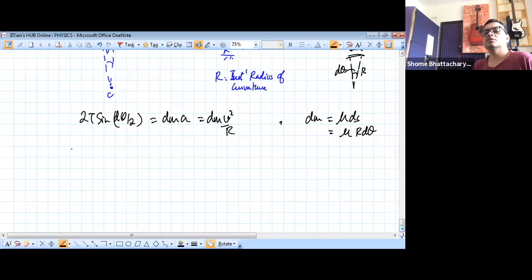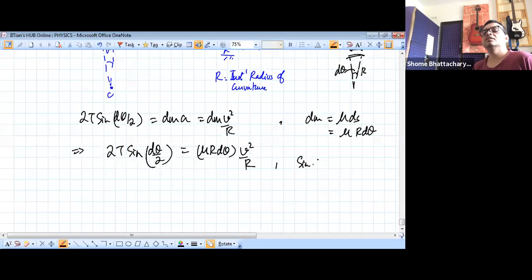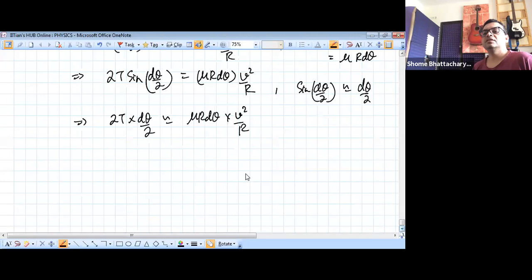So further this equation becomes 2T sin(dθ/2) is equal to μ r dθ, that's the mass dm, into v² by r. Okay. And sin(dθ/2) will be approximated as dθ/2, since it will be a small angle. So 2T into dθ/2 becomes approximately equal to μ r dθ into v² by r.